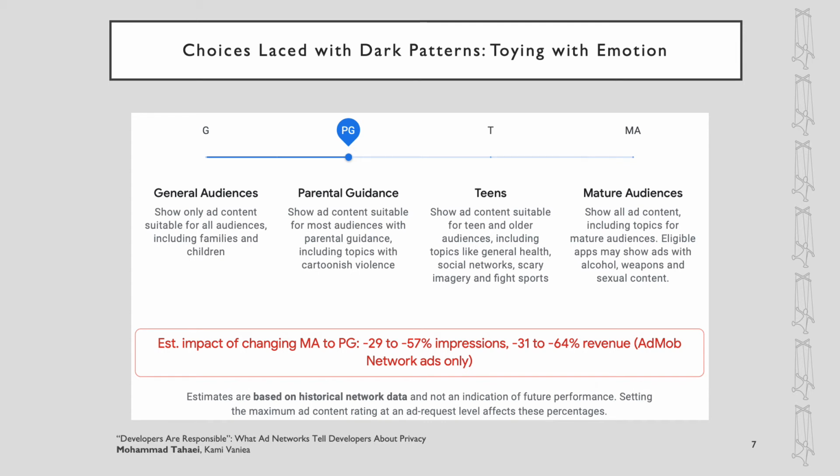When we try to turn it down to, for example, parental guidance, the ad network shows this big red box telling us that we may lose some of our revenue if we try to turn down the level of content rating.